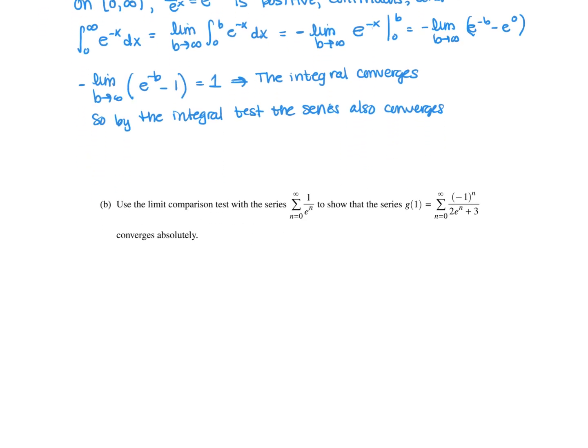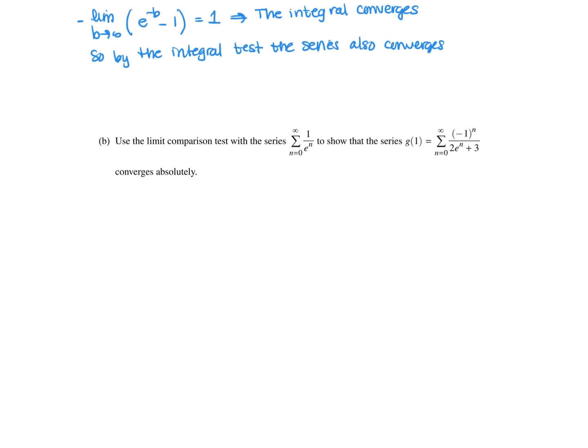Part B. Use the limit comparison test with the series 1 over e to the n to show that the series g of 1 converges absolutely. So remember what it means to be convergent absolutely. To show convergent absolutely, we're going to look at the absolute value of this series. So when we look at the absolute value of that series, all that's going to do is get rid of the alternating.